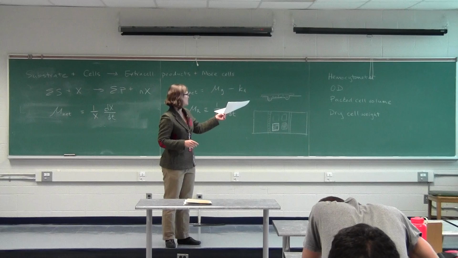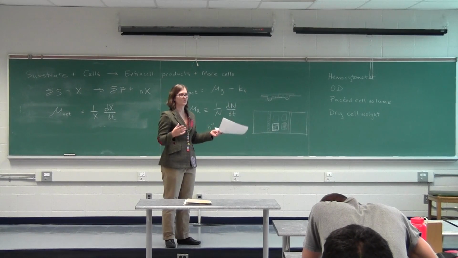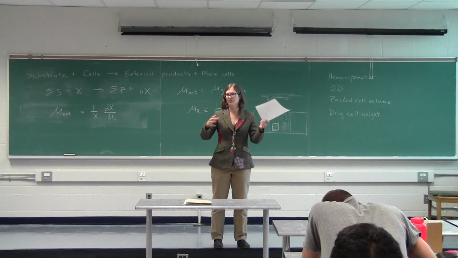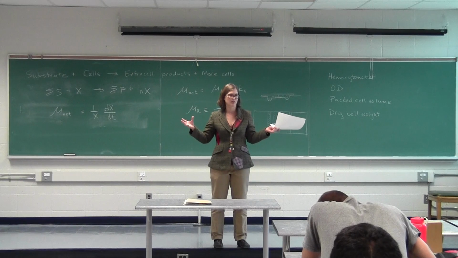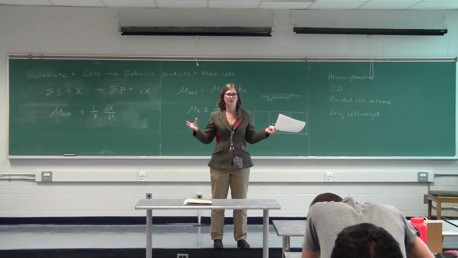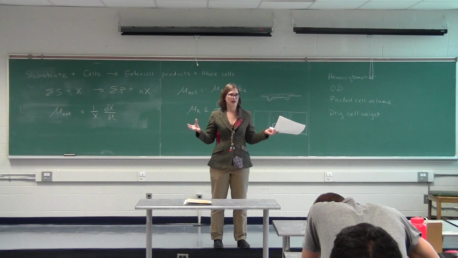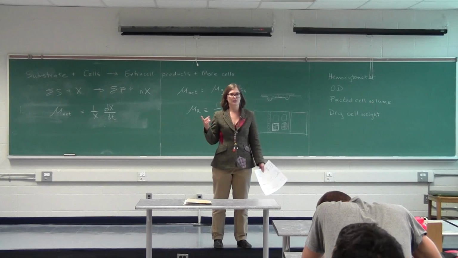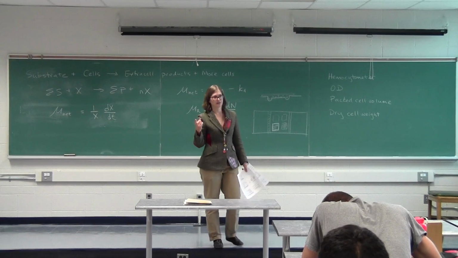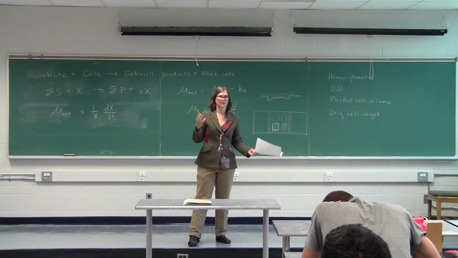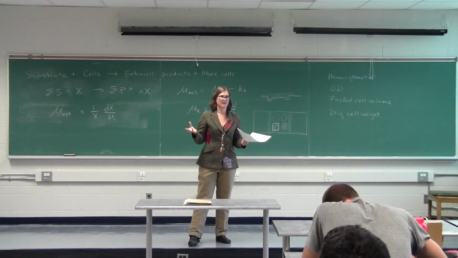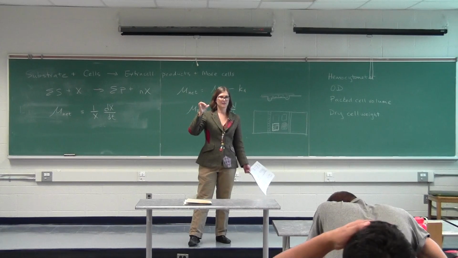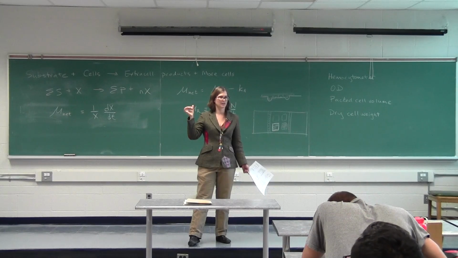Both of those, packed cell volume and dry cell weight, give you similar information to what optical density would give you. They give you a gross measure of how many cells you have in total. When you do your fermenter labs next term, just as you did with the yeast labs, you're going to use optical density. It's really straightforward and convenient. So many people have worked with, say, E. coli that they can tell you that an optical density between 0.4 and 0.8 gives you the exponential growth phase of E. coli.